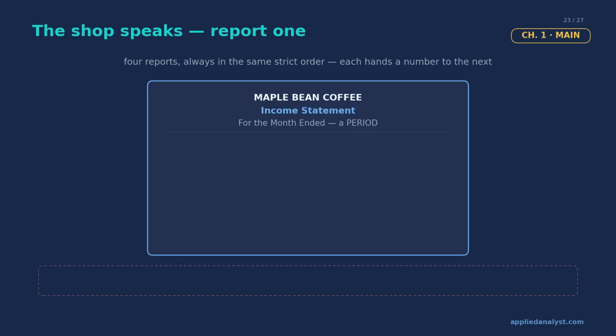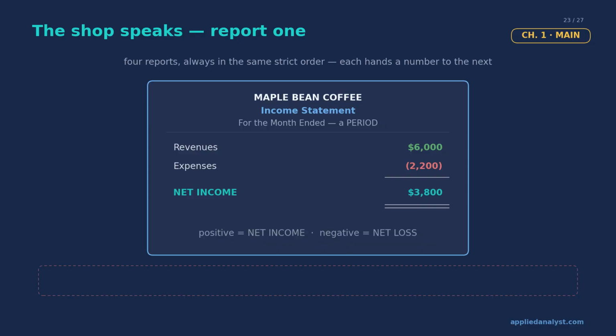Do that all month and the shop can finally speak through 4 reports, always built in the same strict order, because each one hands a number to the next, like runners passing a baton. Report 1, the income statement, also called the P&L. One question: did we make money over the period? Revenues, $6,000. Expenses, $2,200. Net income, $3,800. Positive is net income, negative is a net loss.